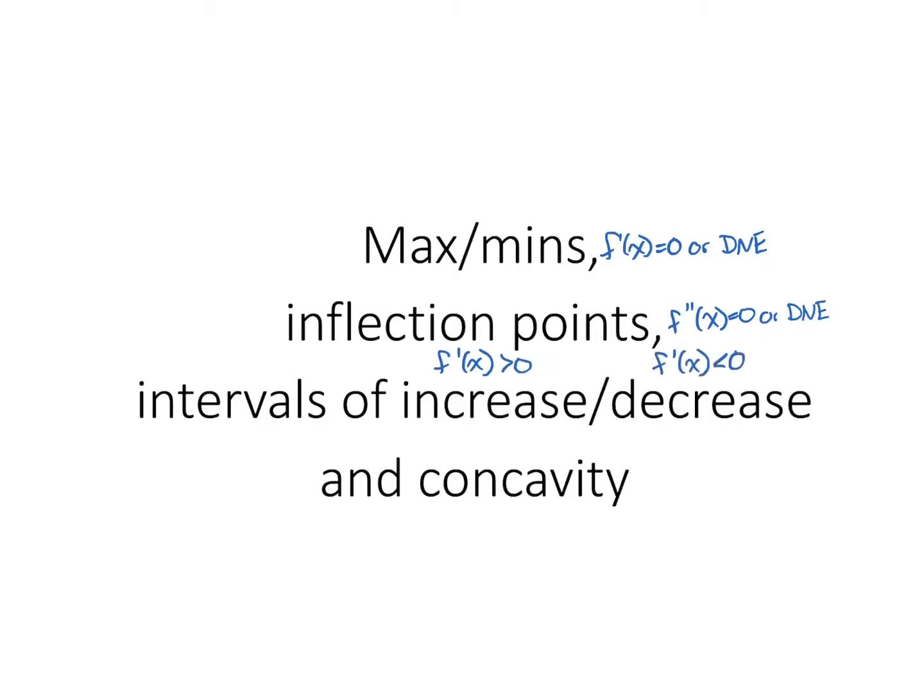decrease is where your first derivative is less than 0. For concavity, the function will be concave up if the second derivative is greater than 0, and concave down if the second derivative is less than 0.